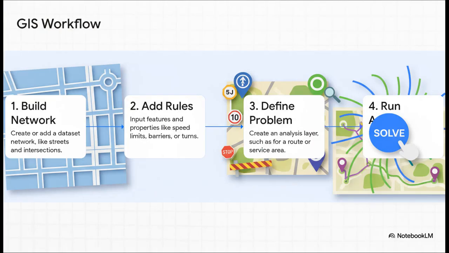And the really cool thing is, the process to solve a problem like this is actually pretty straightforward. It's almost like a four-step recipe. First, you build the digital network of streets. Second, you layer on all those real-world rules, the impedance we talked about earlier. Third, you clearly define what you're trying to achieve. And finally, you just hit go and let the computer do all the heavy lifting.